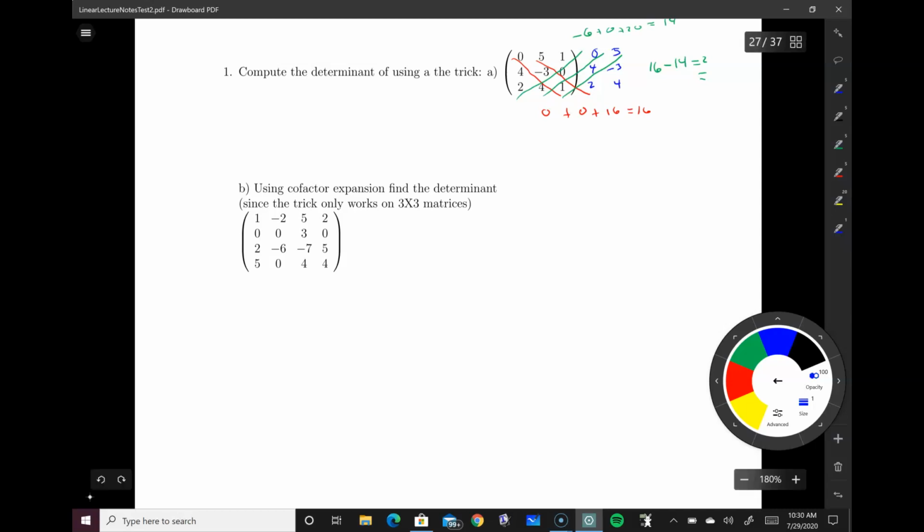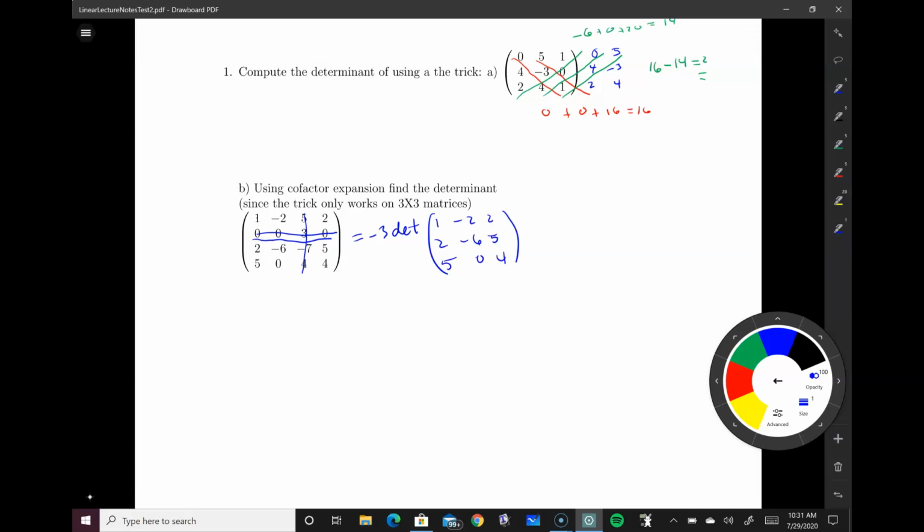So let's just remind ourselves of what that is. I'll go back through here, pick this row, because I see this is going to have the most amount of zeros, right? So positive, negative, positive, negative. So I'll have -3 times the determinant of, and then let's write down the matrix, with this column and this row taken out. So I'd have 1, -2, 2, 2, -6, 5, 5, 0, 4.